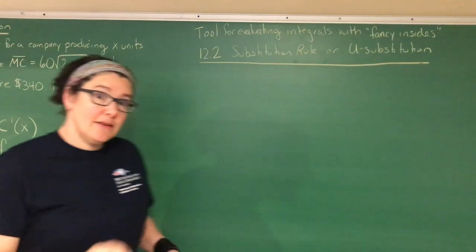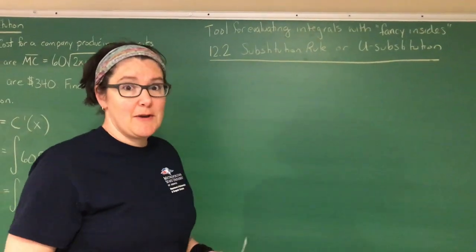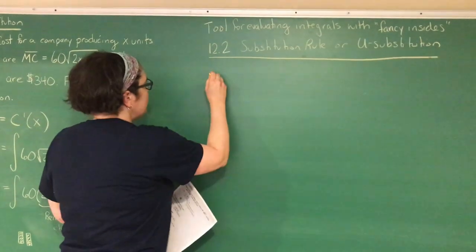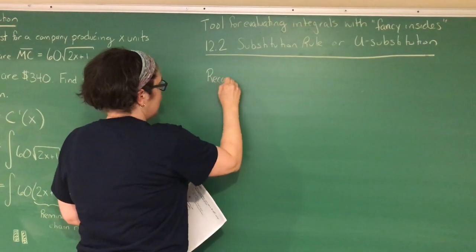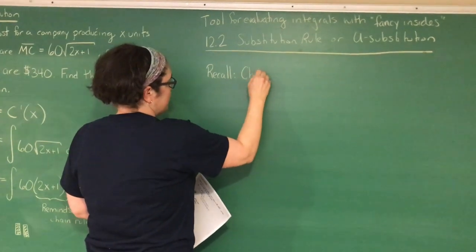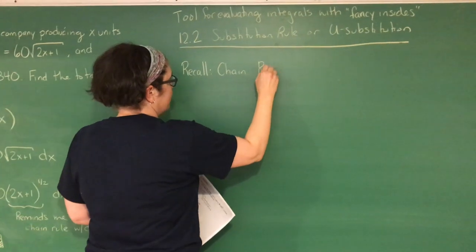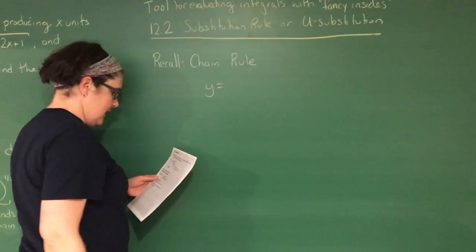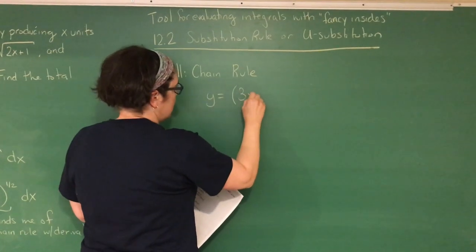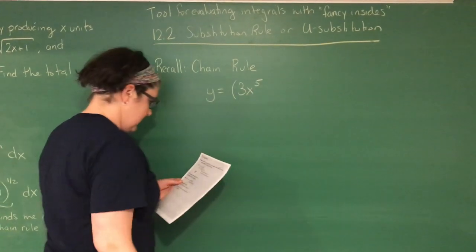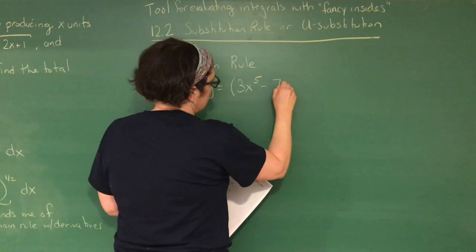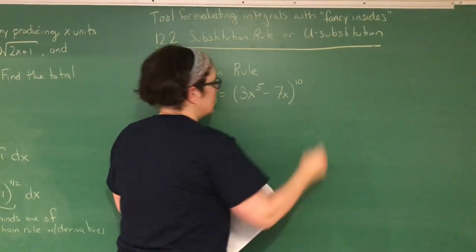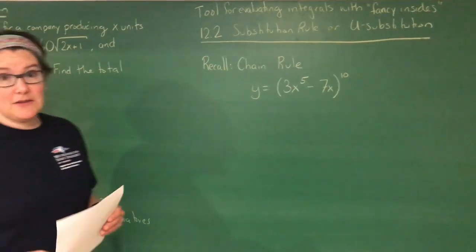So at this point, before we start talking about this technique, I want to look at an example from earlier on in the semester. So let's say that we have y equals 3x to the 5th minus 7x raised to the 10th, and we want to find the derivative.